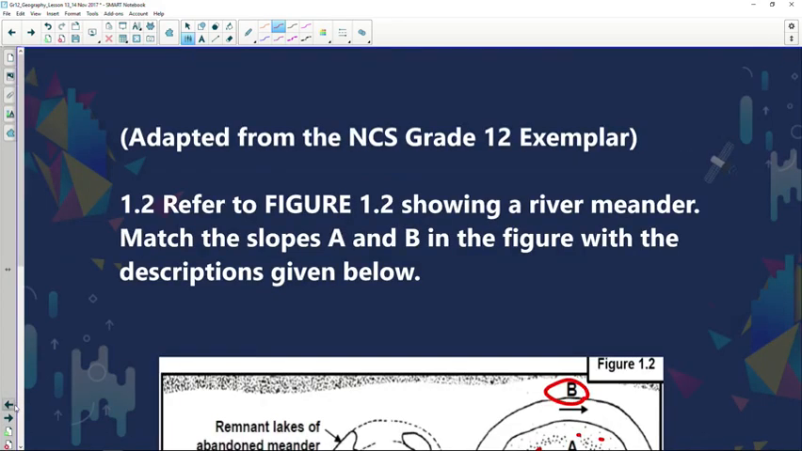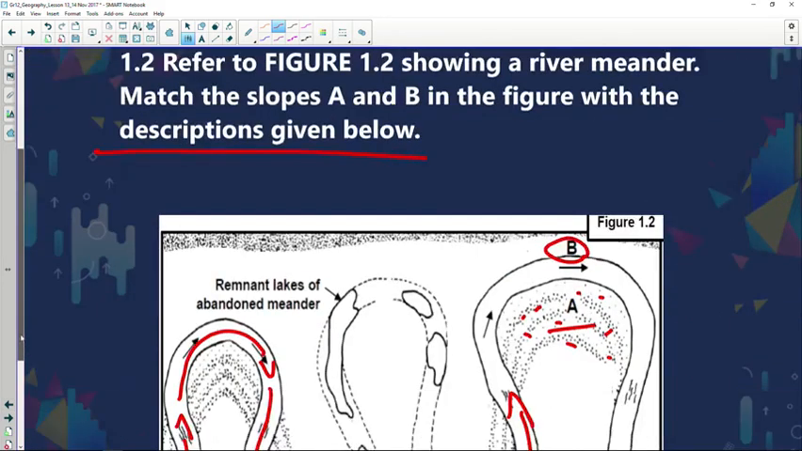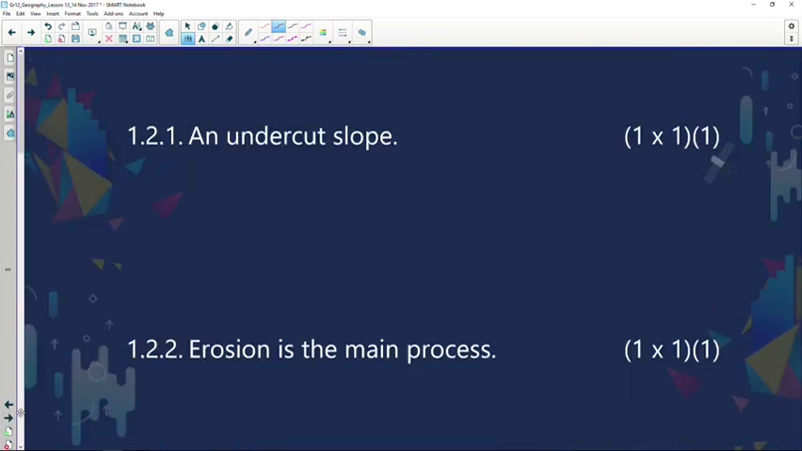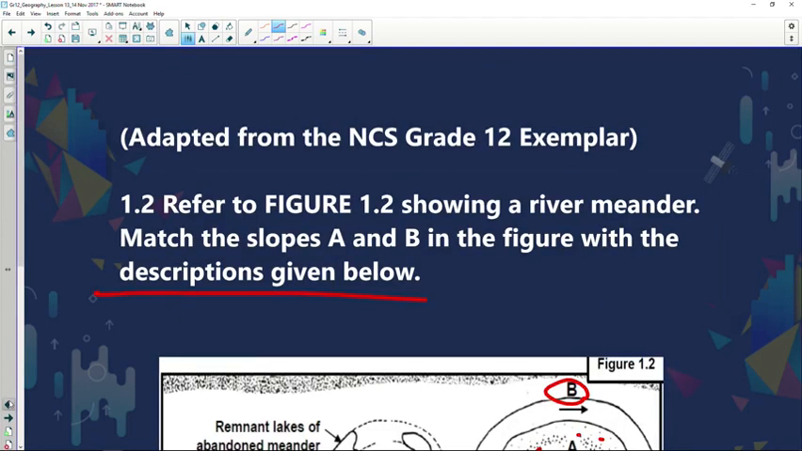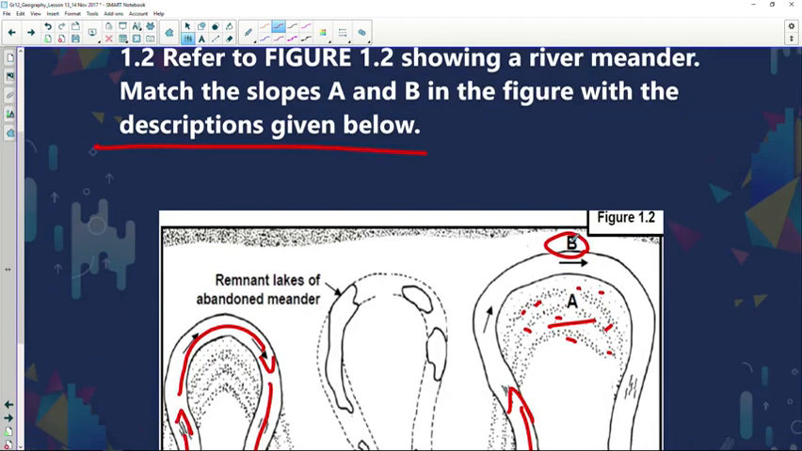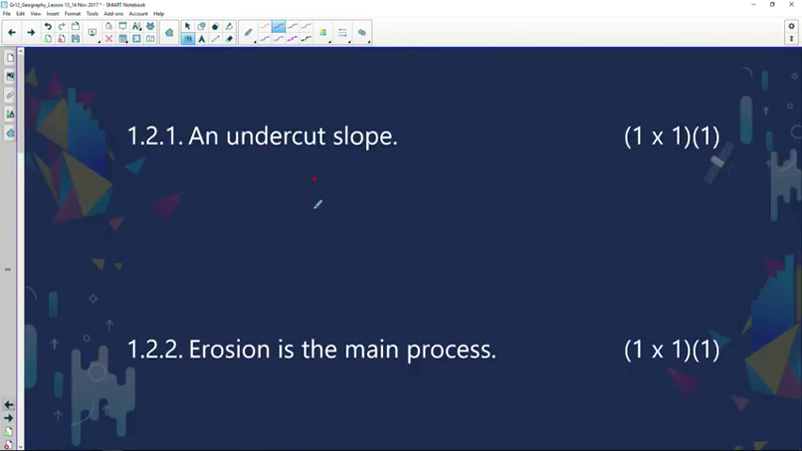Now, the question states, refer to figure 1.2 showing a river meander. Match the slopes A and B in the figure with the descriptions given below. Now, if we look at question 1, an undercut slope. The undercut slope is where the erosion takes place. So that's going to be number B. As you can see, the water bumps into the side, so it's going to start to erode. And as you can see the deposition taking place at A. So the correct answer is going to be B.